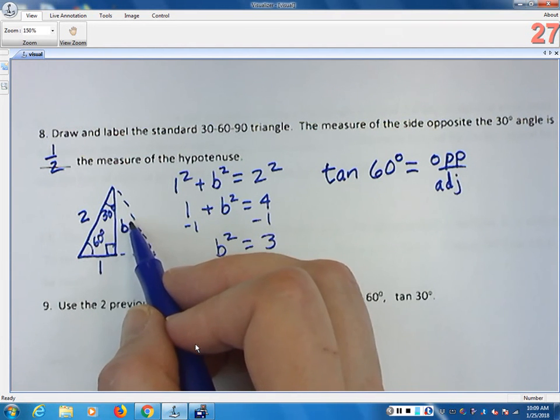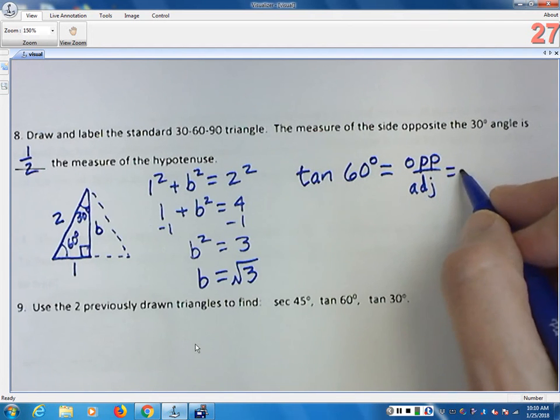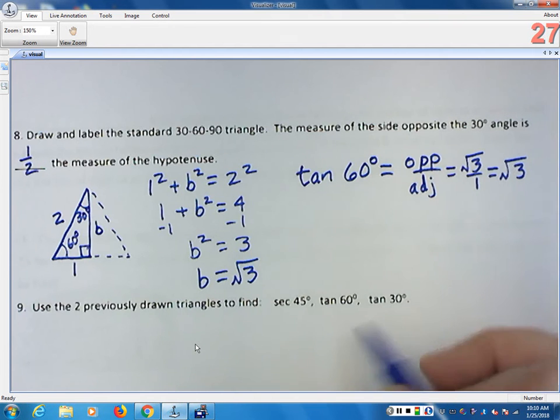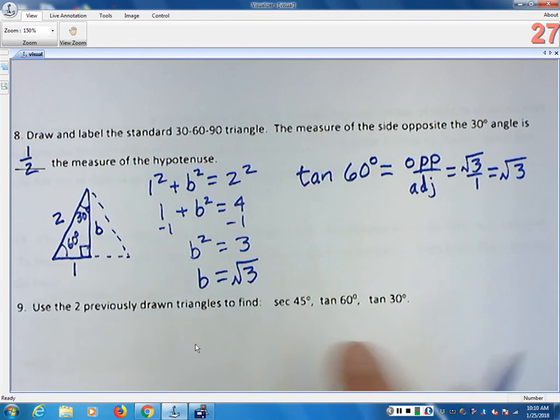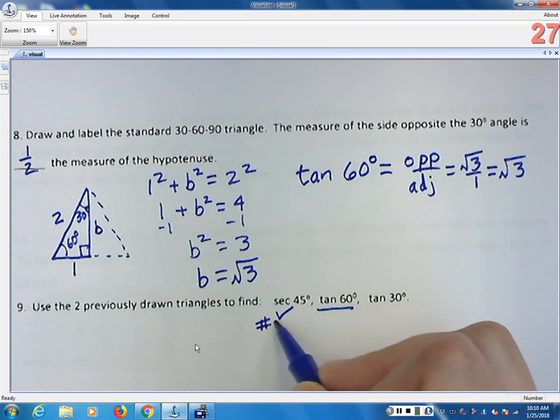Opposite is square root of 3 over adjacent is 1. Square root of 3 over 1, square root of 3. Oh, so I'm doing this. I did this one up there. And we could find secant, but we already found that in number 7.